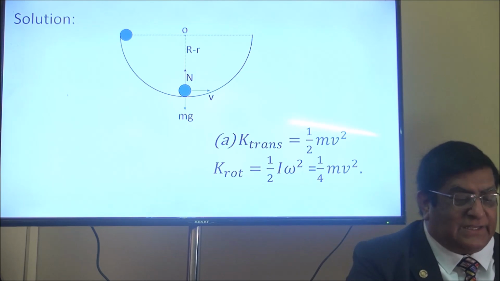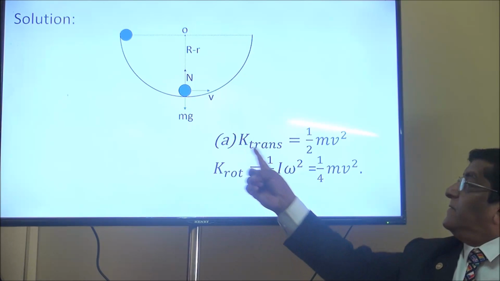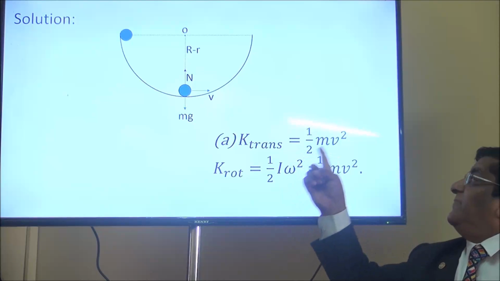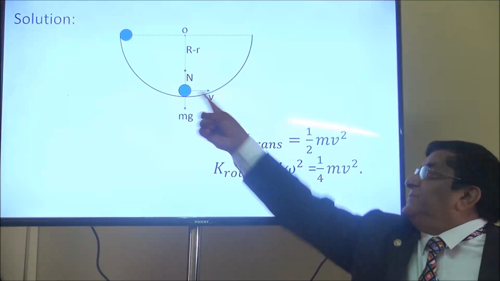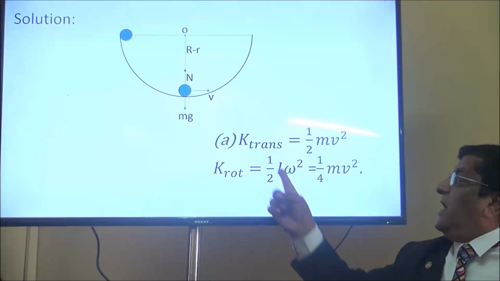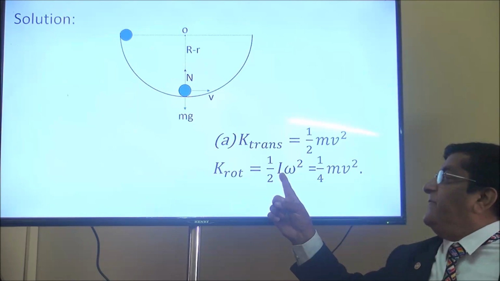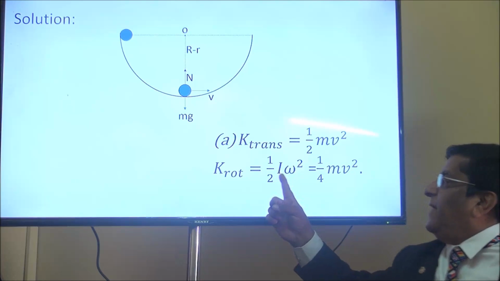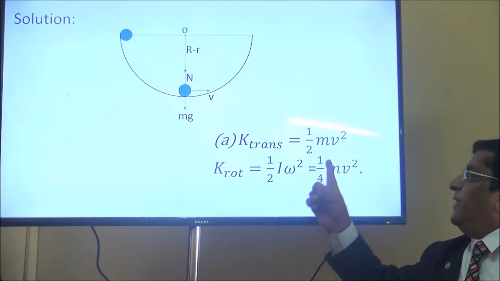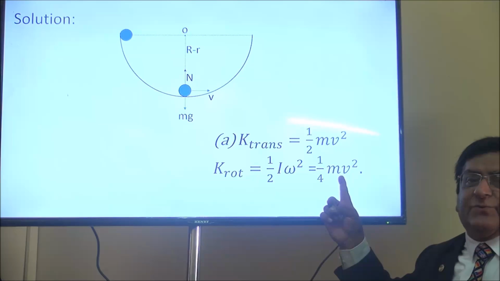Then what are the different energies? K translational is half mv square, if velocity is v. K rotational is half I omega square. What is the formula for I for a cylinder? It is half mr square. With omega square it becomes 1/4 mv square.